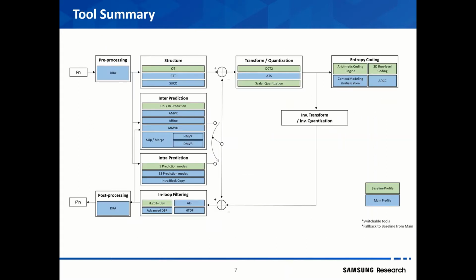This figure shows the block diagram of EVC tools. The green color shows the tools in the baseline profile, and the blue color shows the tools in the main profile. The individual main profile tools can be switched off as I mentioned earlier, and in this case, the functionality falls back to the baseline profile tools.